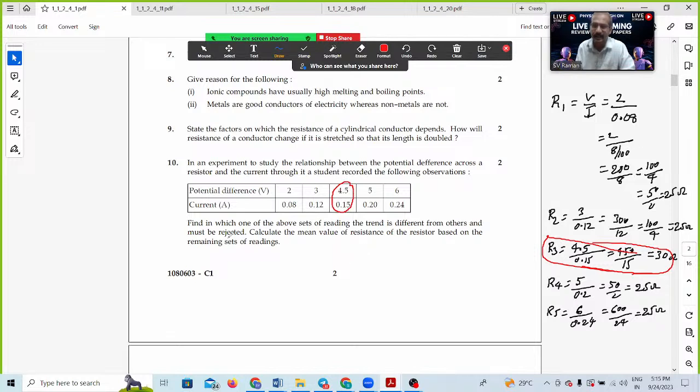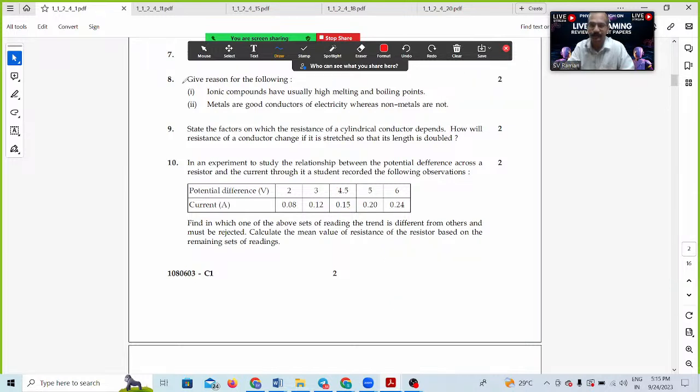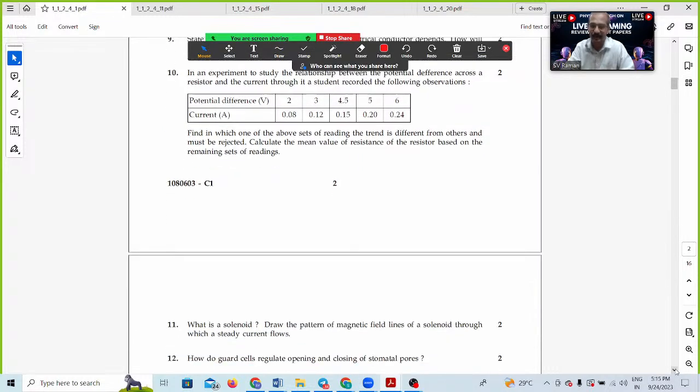Now what they're asking? Calculate the mean value of resistance of a resistor based on the remaining sets of readings. So remaining sets of the readings, what is it? R1 plus R2 plus R4 plus R5 by 4 we need to do. Approximately that is 25 plus 25 plus 25 plus 25 ohms by 4, approximately that is 25 ohms. Clear? Next. So this is for 2 marks.